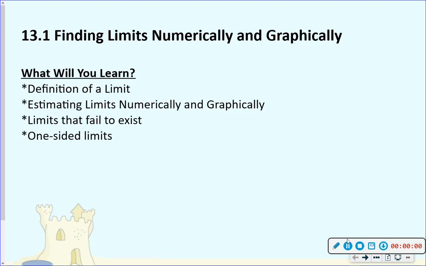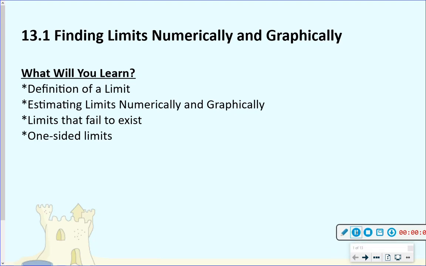Or just for the record, limits are a big topic when you get into calculus someday. Lots of things you can do with limits. We're just giving you kind of an introduction to it today. So I'm going to talk about what a limit is.